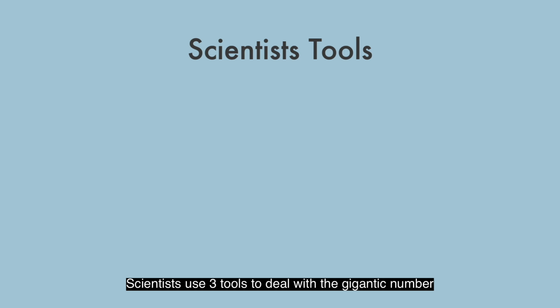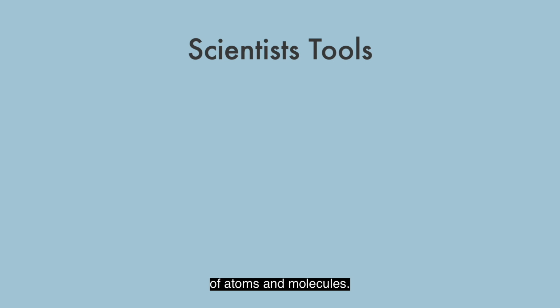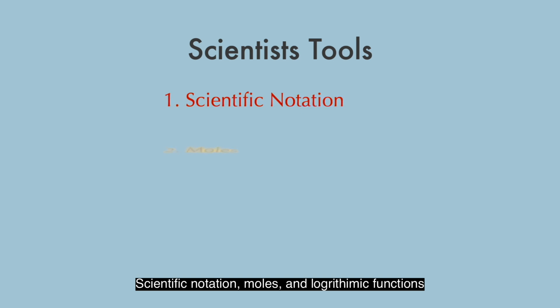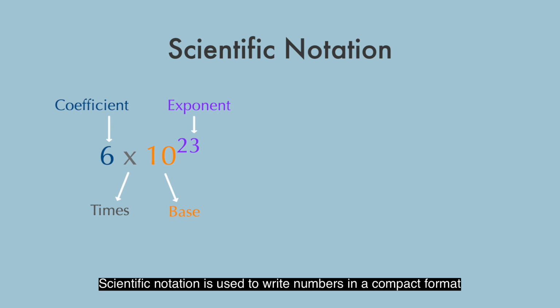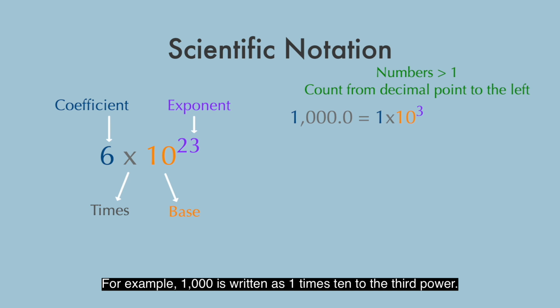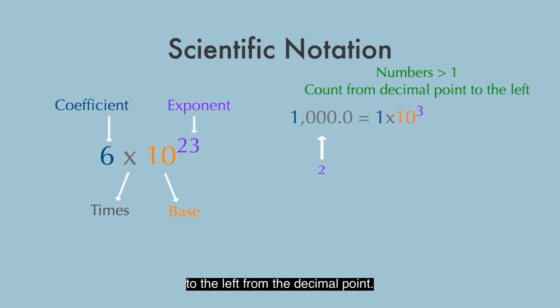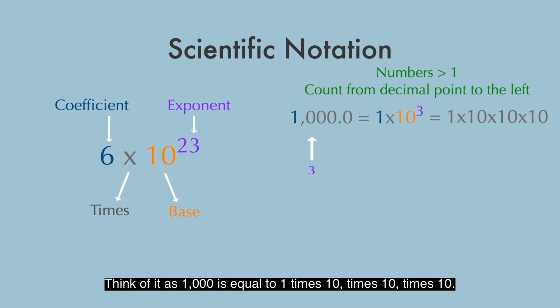Scientists use three tools to deal with the gigantic number of atoms and molecules: scientific notation, moles, and logarithmic functions. Scientific notation is used to write numbers in a compact format by using a coefficient, times symbol, base, and exponent. For example, 1000 is written as 1 times 10 to the third power. The exponent number is how many places you move to the left from the decimal point. Think of it as 1000 is equal to 1 times 10 times 10 times 10.